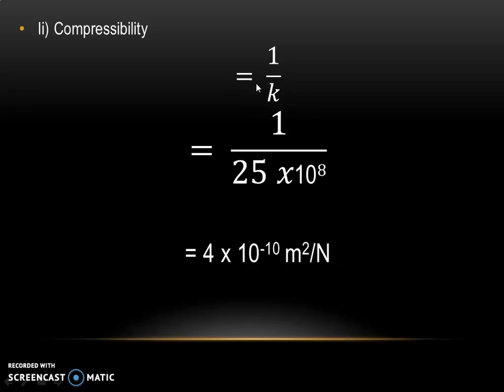We know the unit of K is Newton per square meter. Since compressibility is inversely proportional to K, that is, it is equal to 1 divided by K, the unit of compressibility is meter square per Newton.